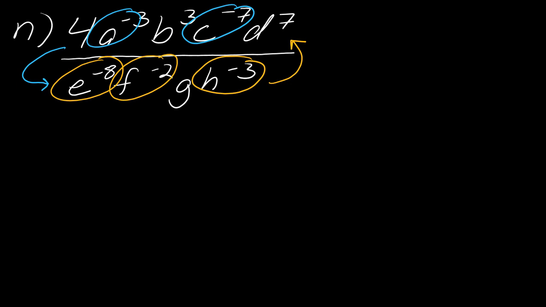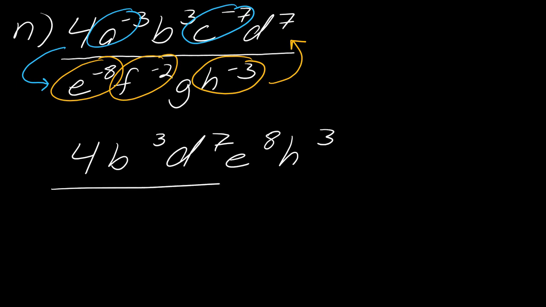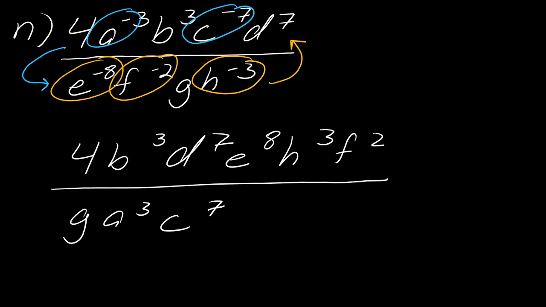So everything else needs to be left alone. Again, the 4 doesn't have a negative exponent, right? So it does not move. So the answer to this one will be 4b cubed d to the 7th, and then I'm going to bring up that e to the 8th and that h to the 3rd. And then in the bottom, let's see, I had that g. Oh, I forgot the f, sorry, and the f squared. And then in the bottom, I have g, and then a to the 3rd, c to the 7th.